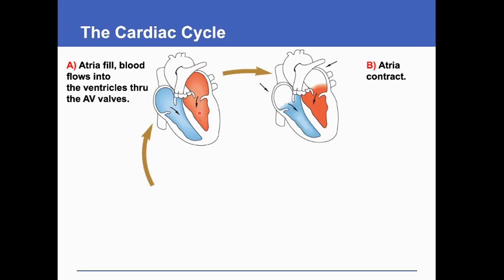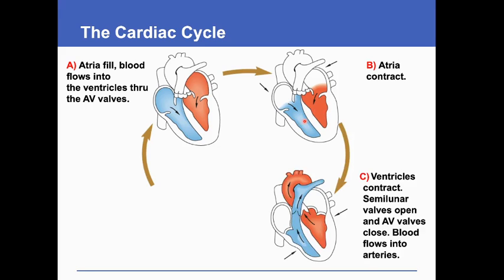Then what's going to happen? Then the atria are going to contract. They're going to contract and empty themselves out and force the last little bit of blood through these still open AV valves. Then what's going to happen? The ventricles are going to contract. So now the ventricles contract, and look at the difference. Here's the AV valve open on the right. Here it is slammed shut on the right. Here it is open on the left, and here it is slammed shut on the left.